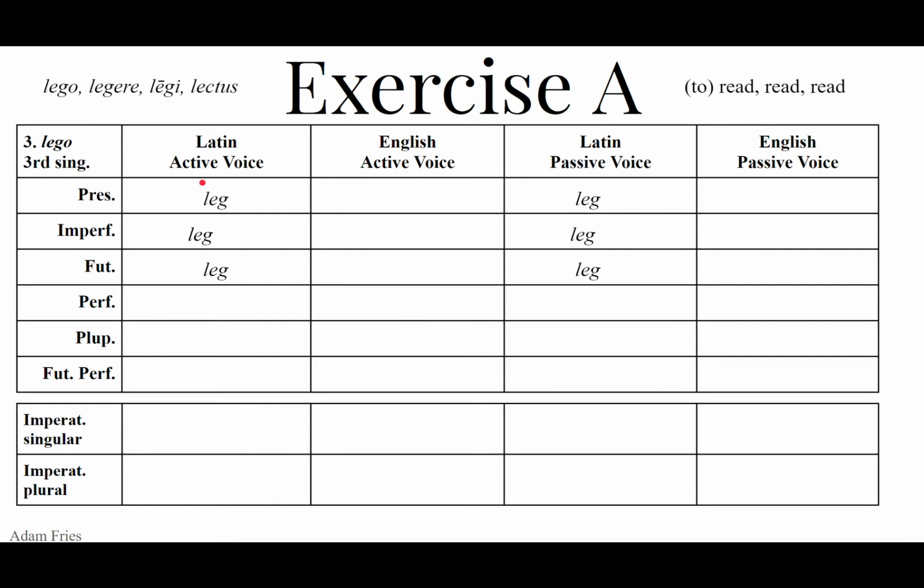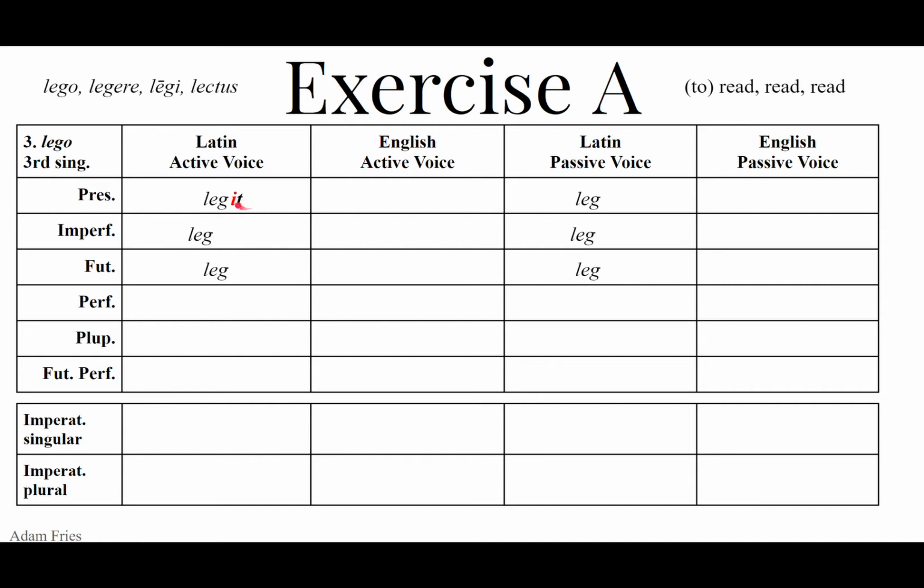Now we're not just going to add the t to get legt, or the tur to get legtur. We have to add a vowel. Most of the time we're going to add the letter i. Lego, legis, legit, legimus, legitis. Legunt, in the third person plural, we would add a u before the nt. But in the third person singular, we're going to add the t. So legit. Add the i and then the t. Make sure you add the i.